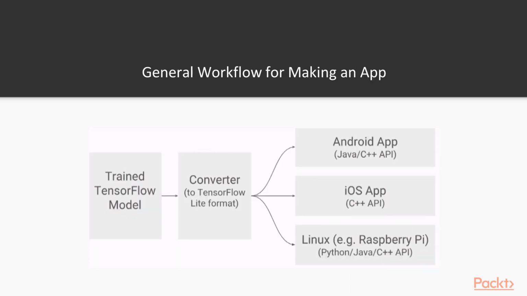As you may have guessed, the general workflow is pretty straightforward. Starting with your trained TensorFlow model, you pass it through the converter to get the flat buffer format. Then, depending on the type of device you'd like to put the application on, you move to the appropriate API. For Android devices, you'll be working mostly with TensorFlow's Java API, and maybe a little C++. For iOS devices, you will be using the C++ API, and for things like Raspberry Pi or Linux, you have much more flexibility, I guess, for which API you want to choose.